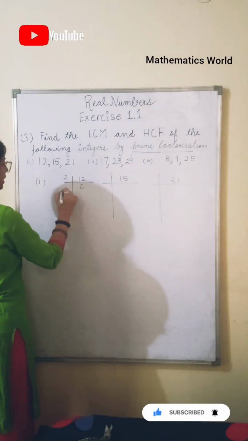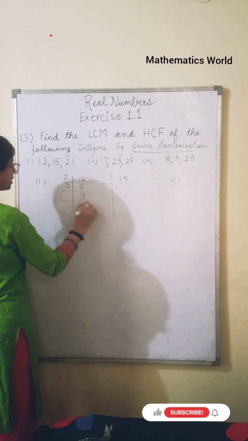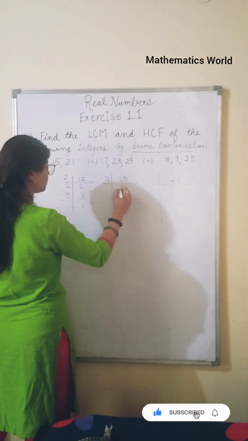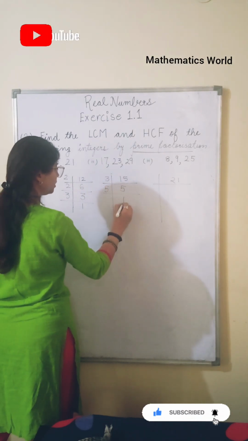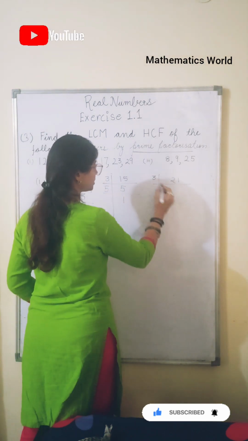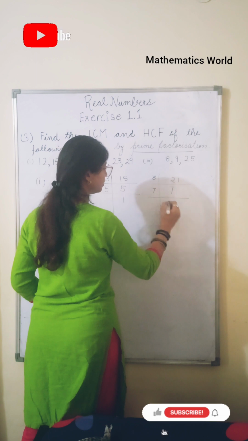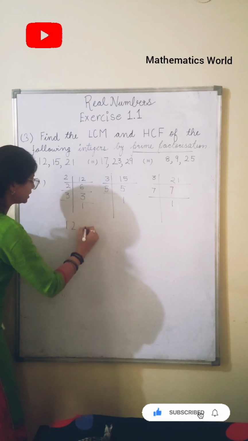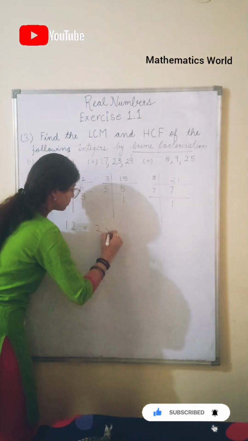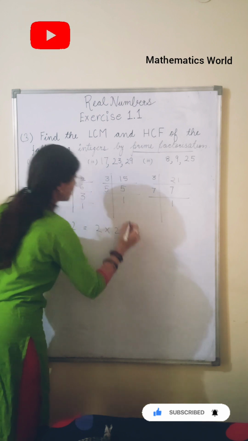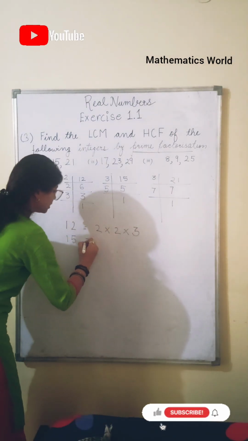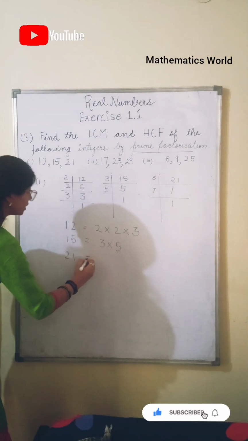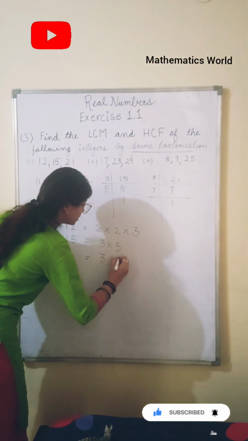So it's 2 6s are 12, 2 3s are 6 and 3 1s are 3. Again 3 5s are 15 and 5 1s are 5. Then 3 7s are 21 and 7 1s are 7. So write down the prime factorization of 12. So for 12 it is 2 into 2 into 3. For 15 it is 3 into 5. Then for 21 it is 3 into 7.